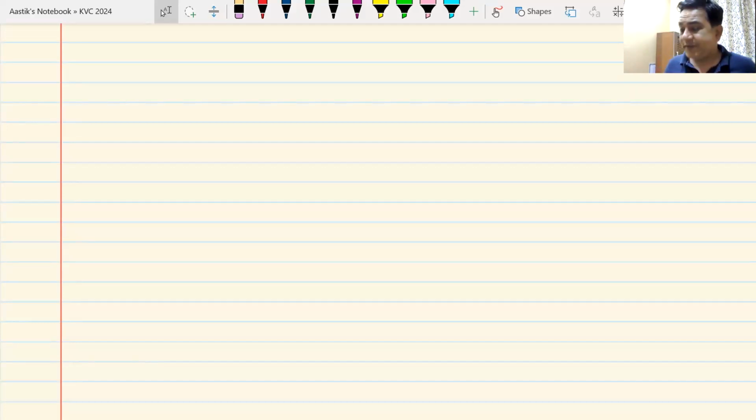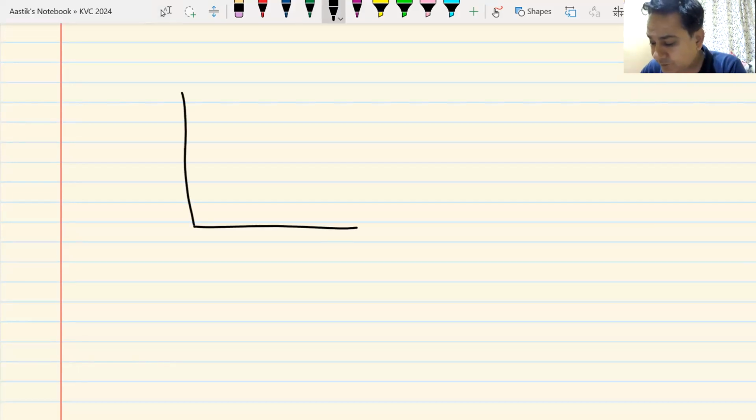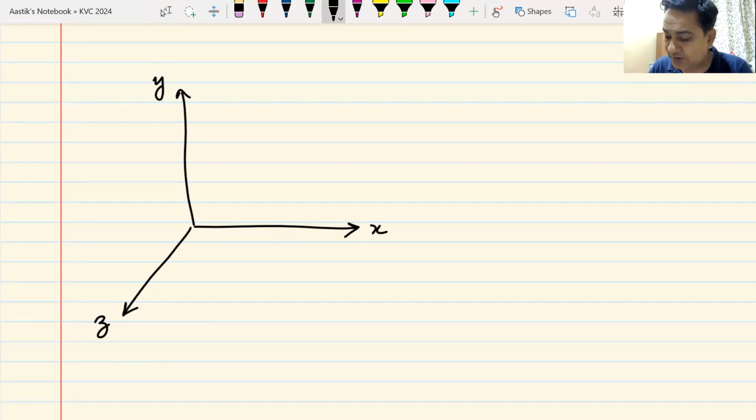Okay, so if I just take you back, for example, if I have to tell you the position of any particle, where that particle exists, what do I need to tell you? I need to tell you the x coordinate, yes or no? I need to tell you the y coordinate, I need to tell you the z coordinate, and I need to tell you at what time it is where.